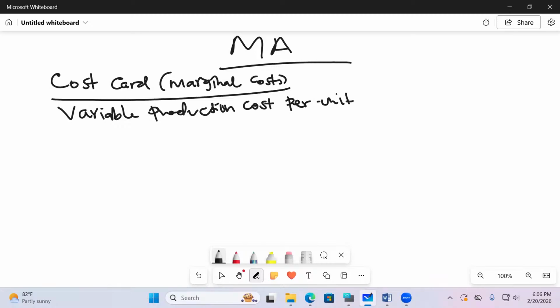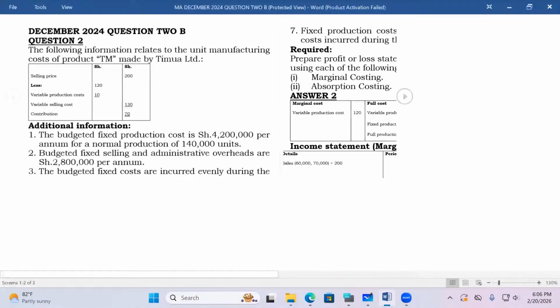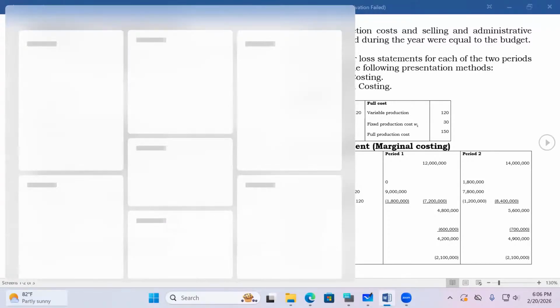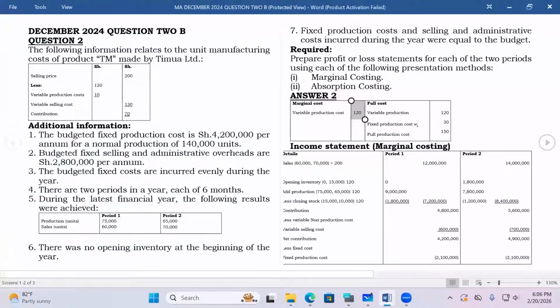Don't bring in issues to do with variable selling price. We only want variable production cost per unit. And has the examiner given us that cost? Oh yes, he has done that. If you look at the question we are given here, ladies and gentlemen, this is quite a tough thing, we shall overcome. At the very beginning, you can see they have given us something.